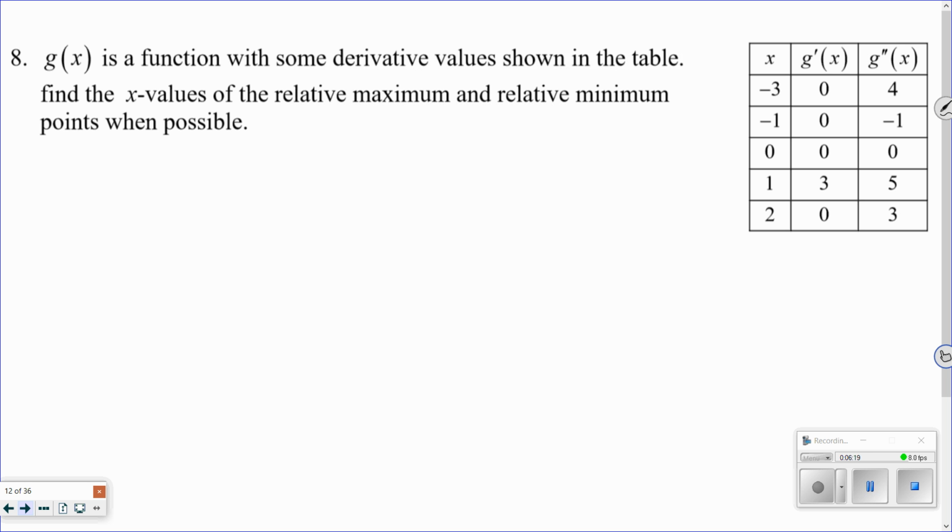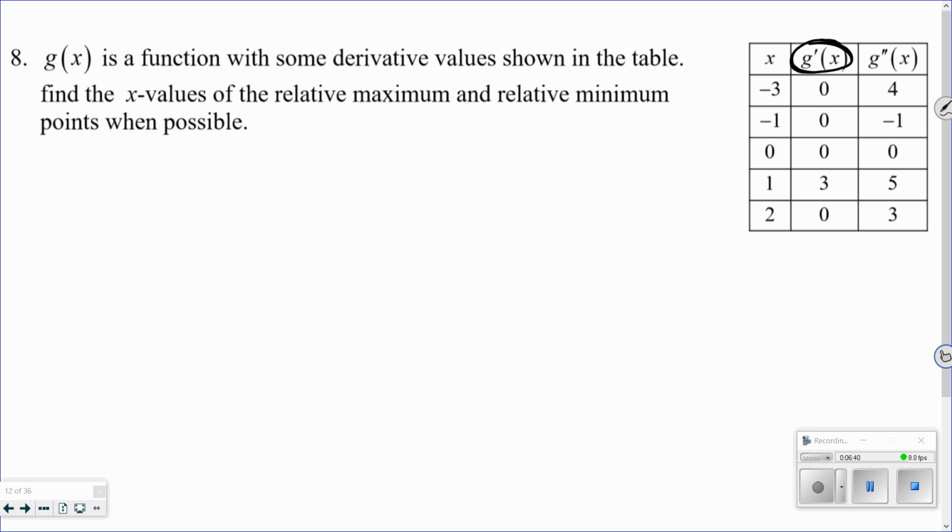Okay, let's do this last example. It says g of x is a function with some derivative values shown on the table. Find the x values of the relative max and the relative min points when possible. Okay, so I want to find relative max and relative mins. I start with the first derivative and I find out when is it equal to 0 or when is it undefined. So look right here.